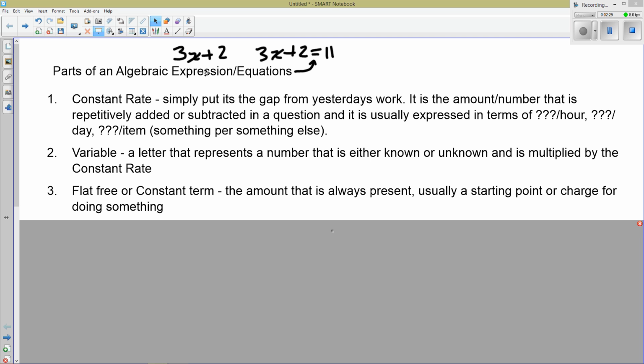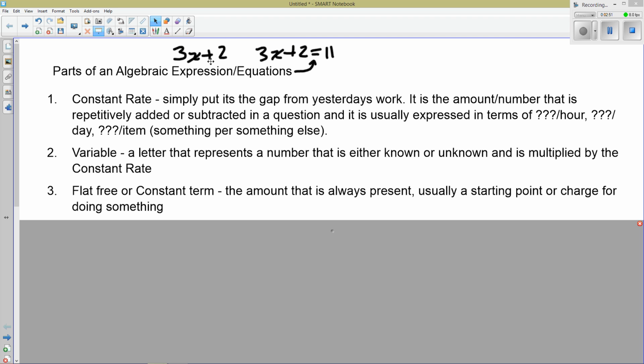The last part of an expression or equation is the flat fee or constant term. It's the amount that's always present, usually a starting point or a charge for doing something. If somebody shows up to my house to do work, they just charge me transportation costs for coming to do a job. So that would be what this plus 2 represents.